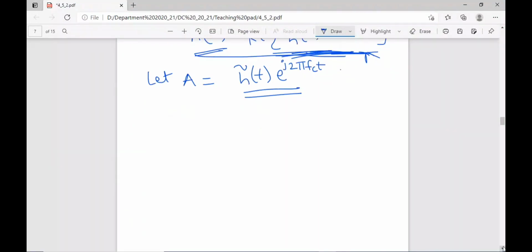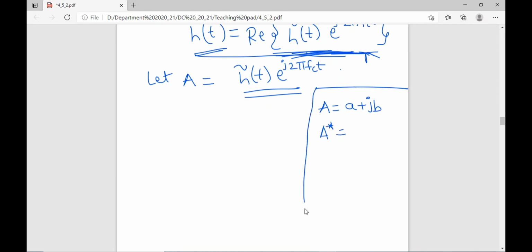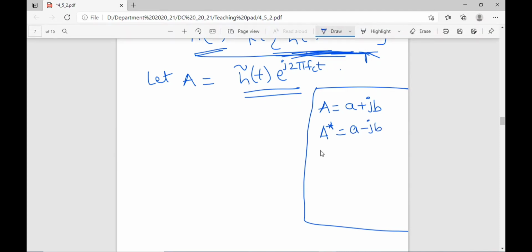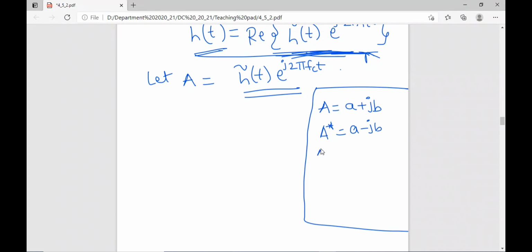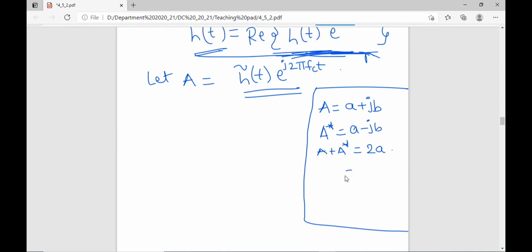Okay, so I'll just show you one small analysis here. Let A be equal to a plus jb. What will be A star? A star is a minus jb. So what will be A plus A star? 2a, which is nothing but 2 times the real part of A.